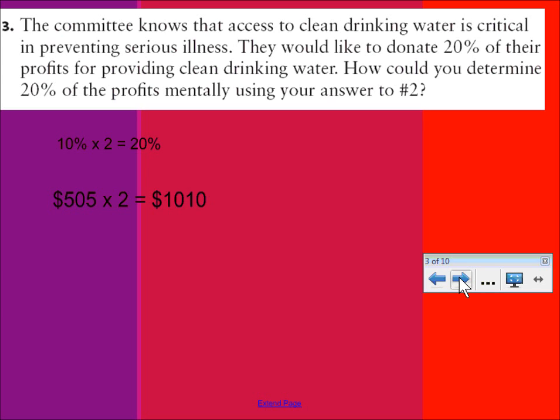So the committee knows that access to clean drinking water is critical to preventing serious illness. They would like to donate 20% of their profits for providing clean drinking water. How could you determine 20% of profits mentally using your answer number 2? Well, if 10% is 505, and we know that 20% is 10% times 2, that would equal 505 times 2, which is also shown up here.